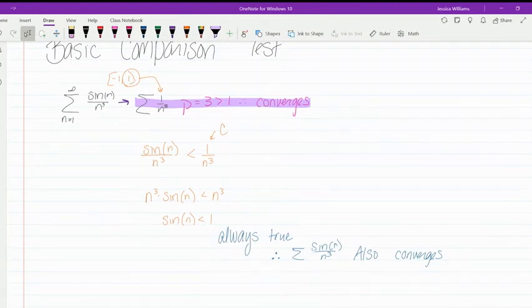So to recap, we were given something scary. We picked its pieces that were the most important. We boiled it down to its major players and proved that one instead. Then we set up this inequality to say that if ours is underneath because it converges, ours also converges.